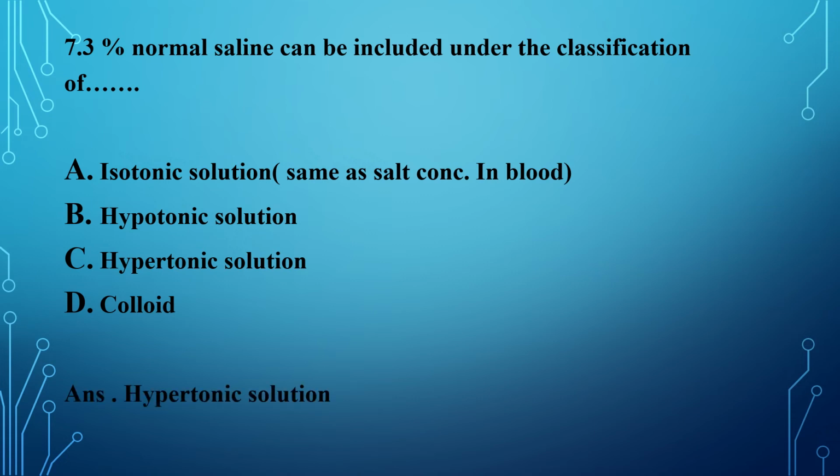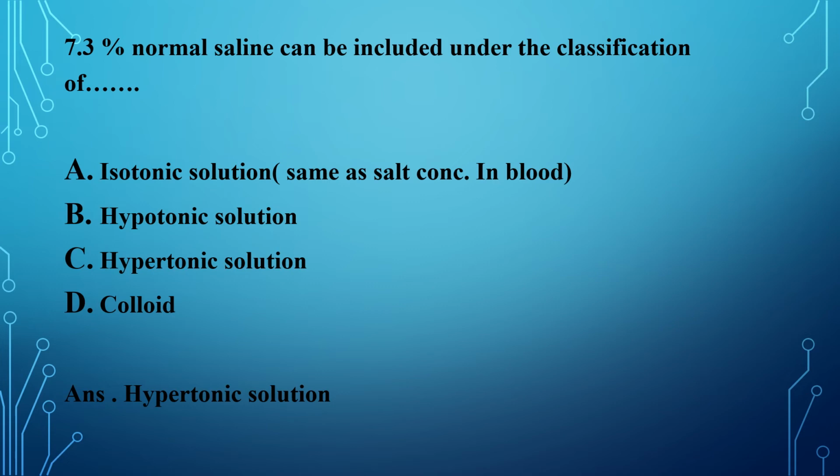Then I will tell how I reached the answer. First, we have to understand what an isotonic solution is. Isotonic solution means the salt concentration is the same as blood. What is the salt concentration in blood? 0.9%. Next, what is meant by hypotonic? Hypo means less salt content than the blood. Then hypertonic means what? The salt content will be more.